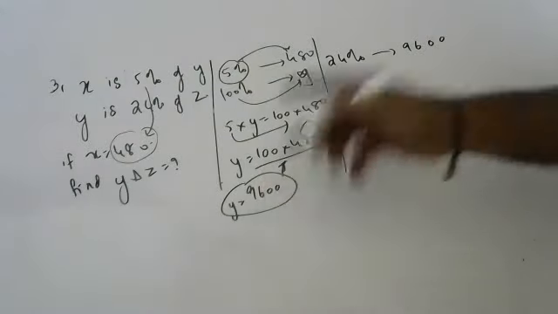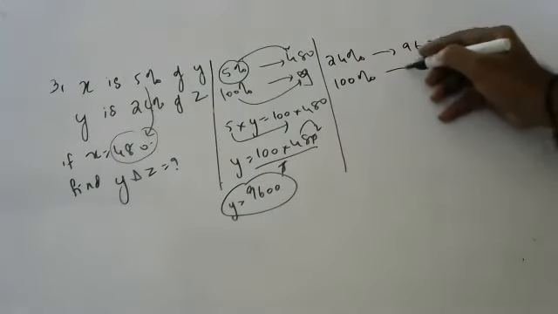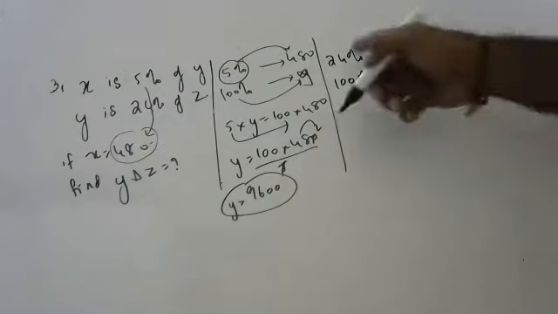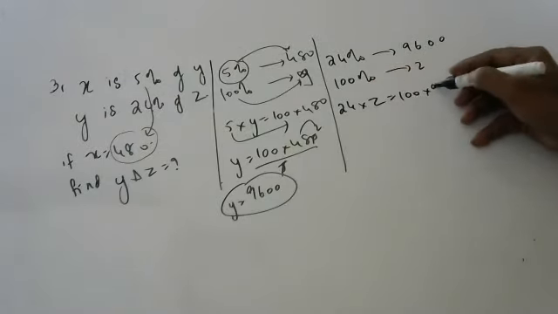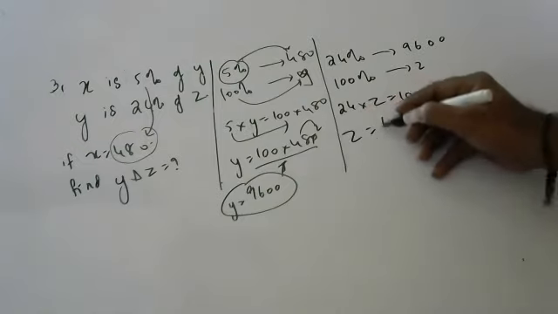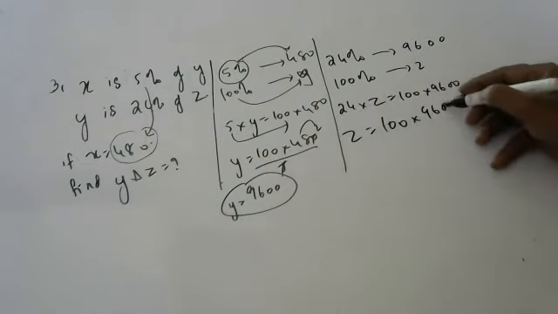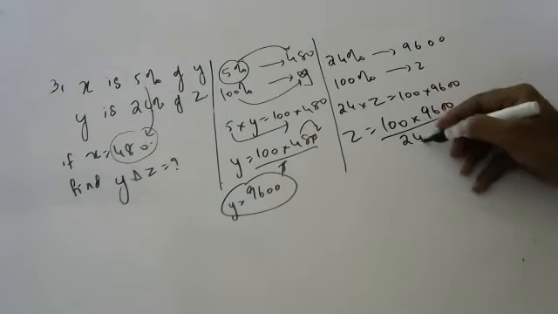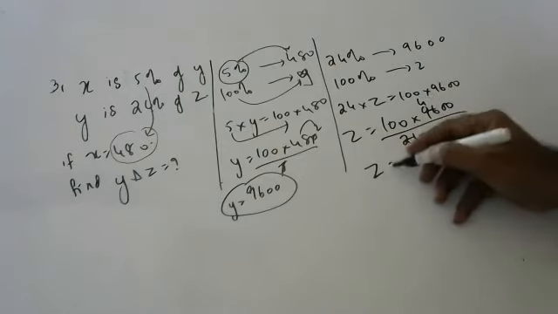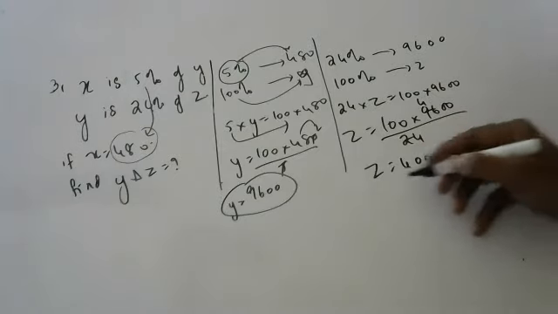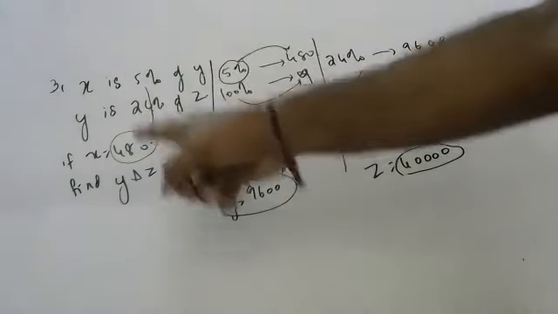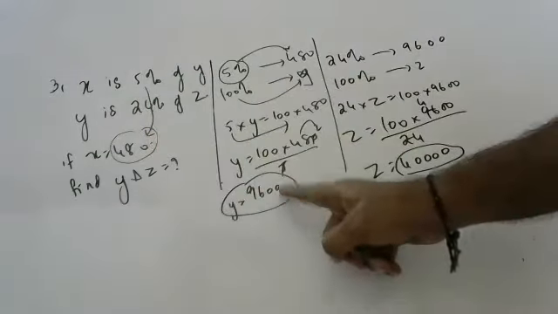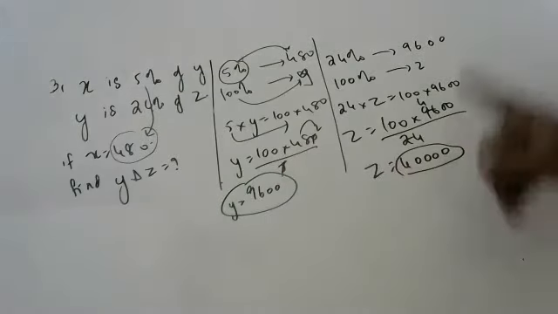24% is 9600. 100% will give you Z. Cross multiplication: 24 into Z is equal to 100 into 9600. So Z is equal to 100 into 9600 by 24. 24 4s are... So Z is equal to 1, 2, 3, 4. Z value is 40,000. So, children, X is 480 of 9600 and Y is 9600 of 40,000.